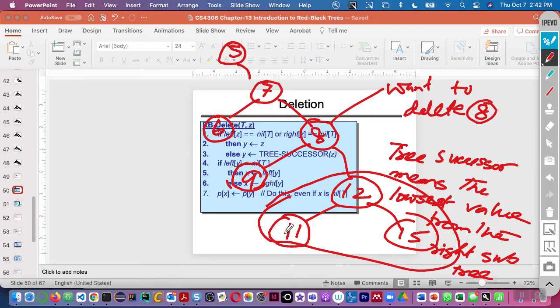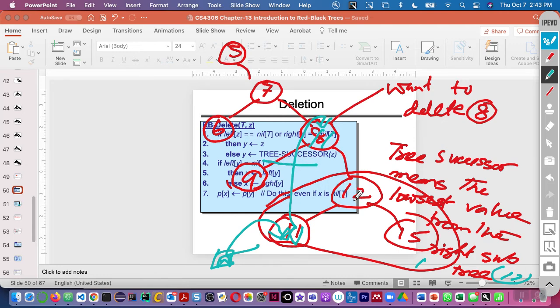No, 11, right? So we get it, this is 11, and then we put this 11 here, and instead of 8 we put 11 over here, and then 11 gets replaced by nil, right? Nil means leaf. We are considering every node has nil, and we are not drawing nil. Nil is fine. So this is called deleting the node through successor, tree successor.